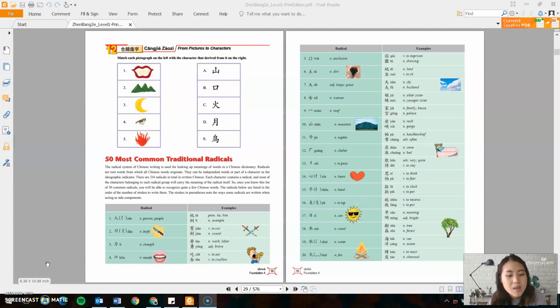a few Chinese words. The radicals below are listed in the order of the number of strokes to write them. The strokes in parentheses note the way some radicals are written when acting as side components.